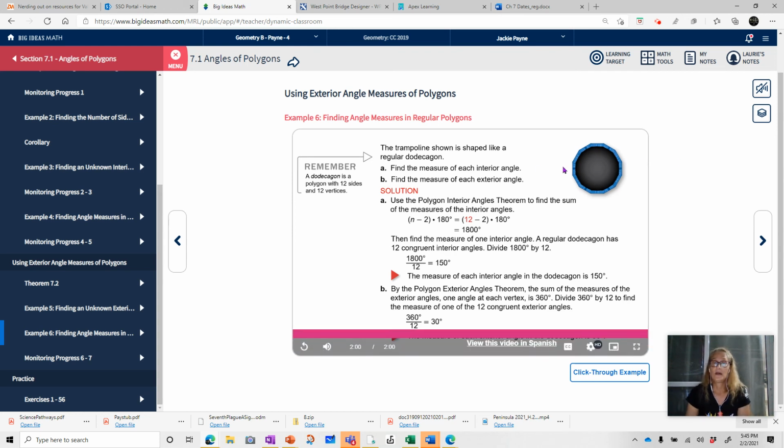Hopefully you can follow all that. And then for each one, at each vertex, just a hint, the interior angle and the exterior angle might add up to 180.